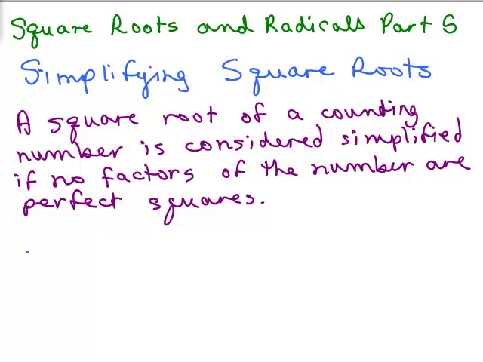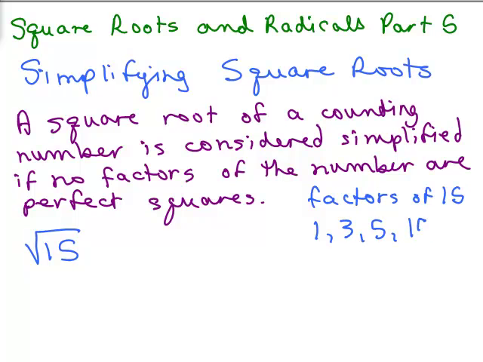So for instance, let's say we were looking at the square root of 15 and we want to know if that's simplified or not. Well, if I look at the factors of 15, they're 1, 3, 5, and 15. And none of these are perfect squares. So therefore, square root of 15 is simplified. Okay, so we can't go any further with that one.